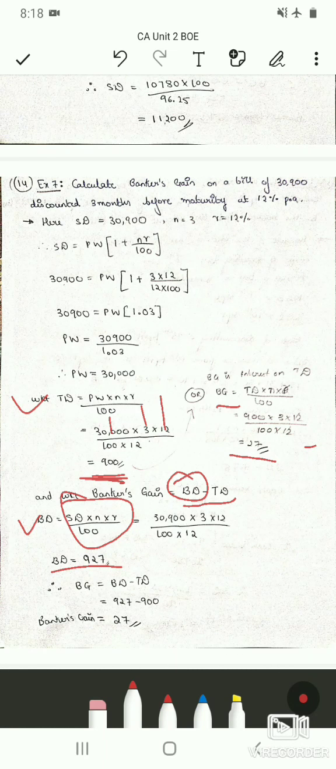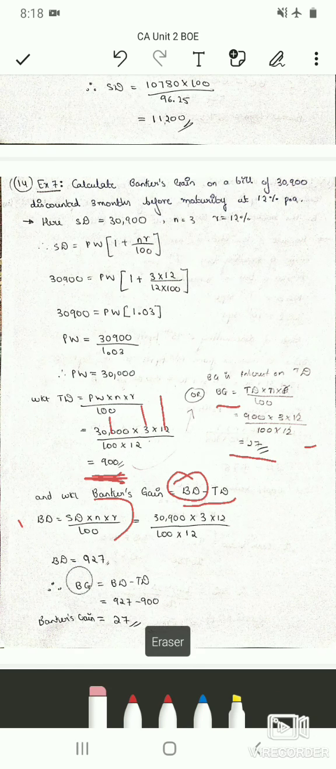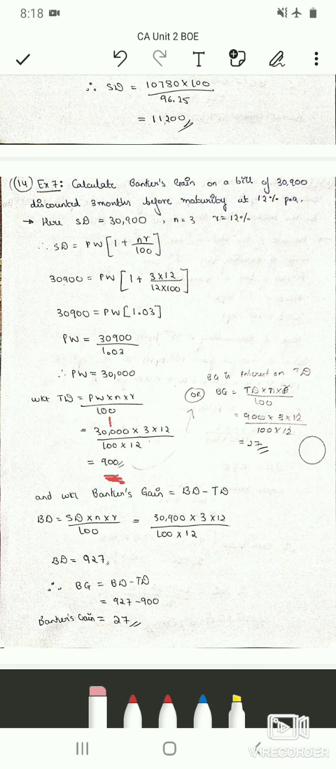When you calculate banker's discount, it is 927. So banker's gain is 927 minus true discount, which is 900. Therefore banker's gain is 27 rupees. So in both cases, you see, you get the same answer as banker's gain. It's up to you if you want to solve with this method, or solve directly by using this definition of banker's gain, which is the difference between banker's discount and true discount. Both are easy anyway.